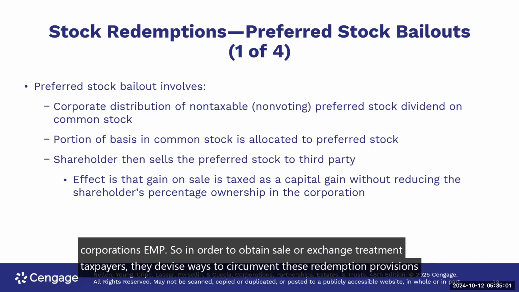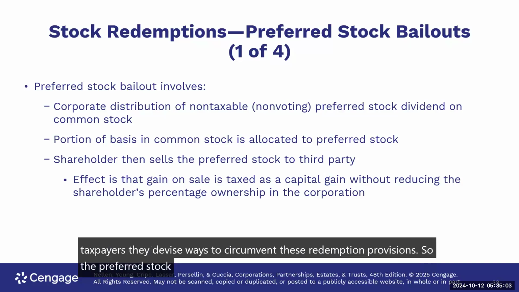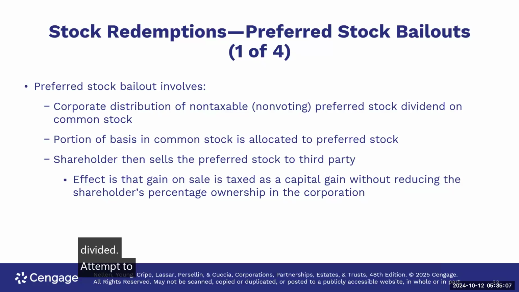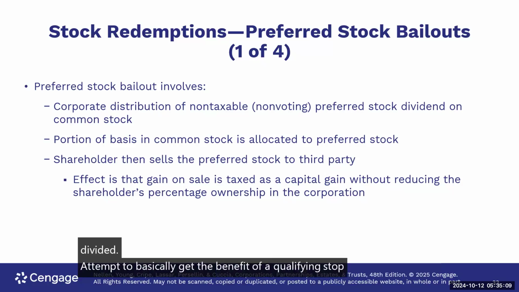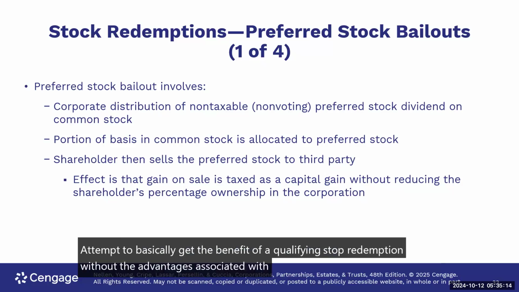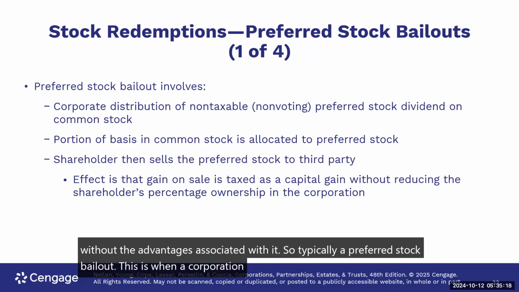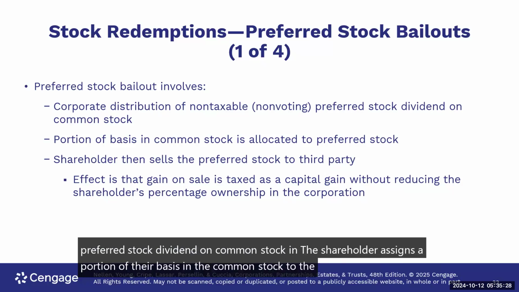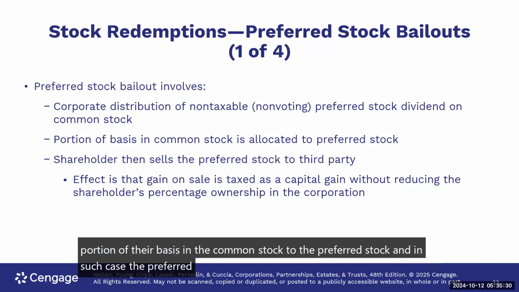The preferred stock bailout was one of these types of transactions that was devised in an attempt to get the benefit of a qualifying stock redemption without the disadvantages associated with it. Typically, a preferred stock bailout is when a corporation issues a non-taxable, non-voting preferred stock dividend on common stock, and the shareholder assigns a portion of their basis in the common stock to the preferred stock. In such a case, the preferred stock is sold to a third party.